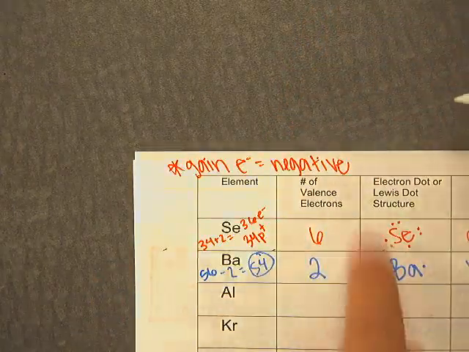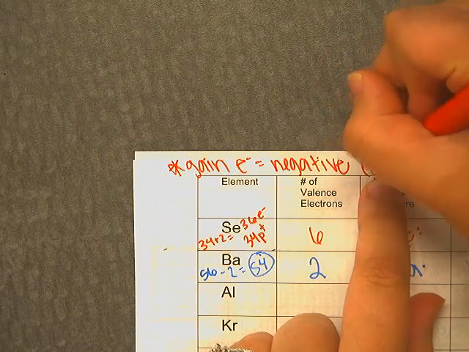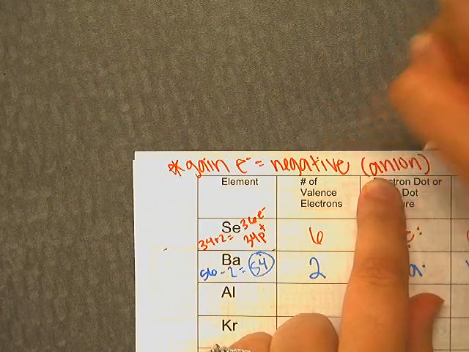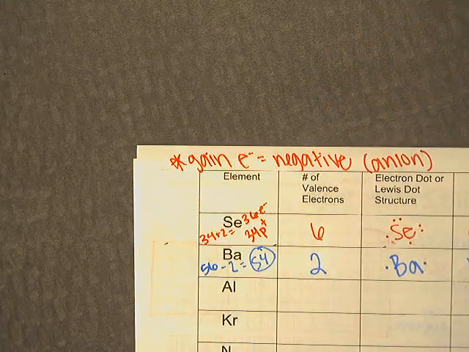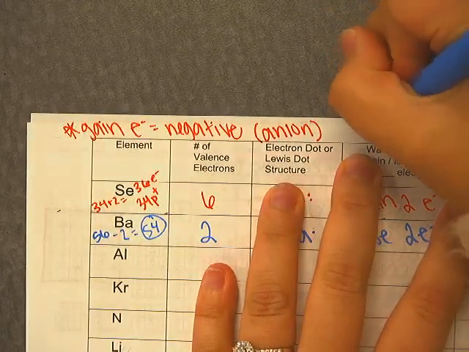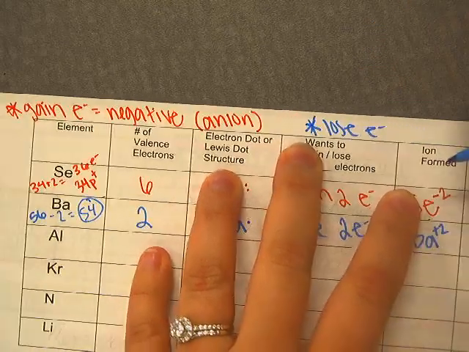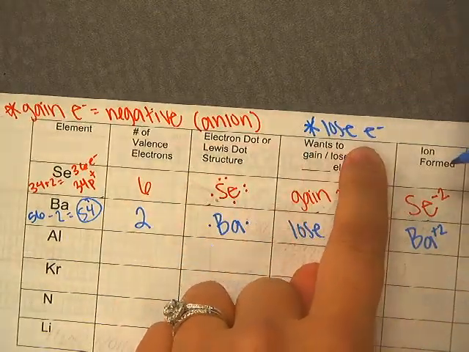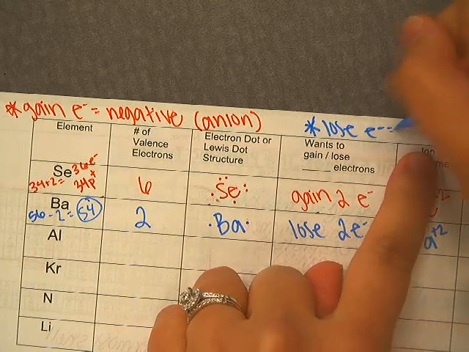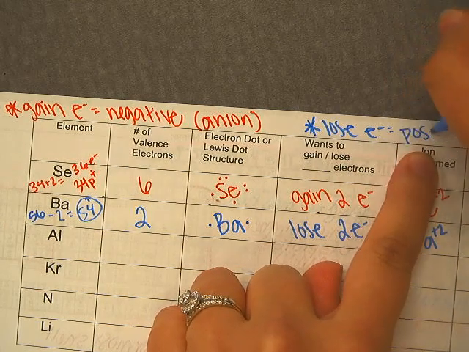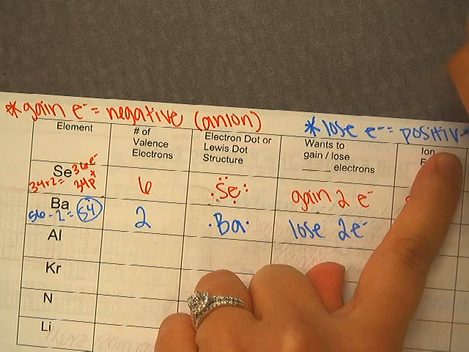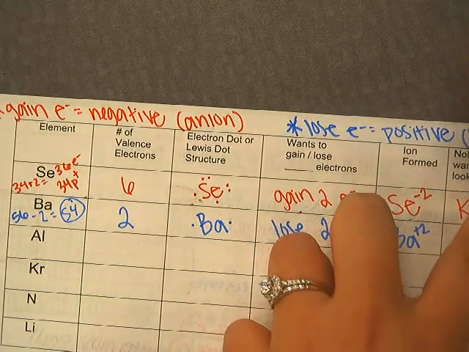So if you gain electrons, you're going to have a negative charge. We call that an anion. And if you lose electrons, you're losing something negative, that's like a double negative, you end up positive. And that is a cation.